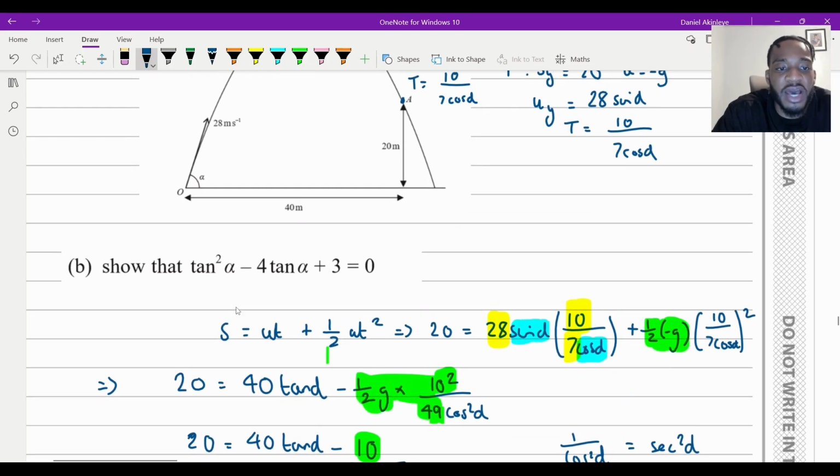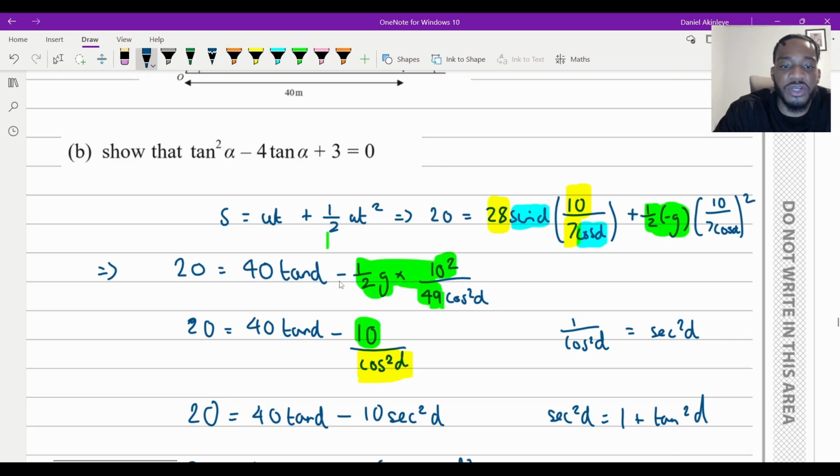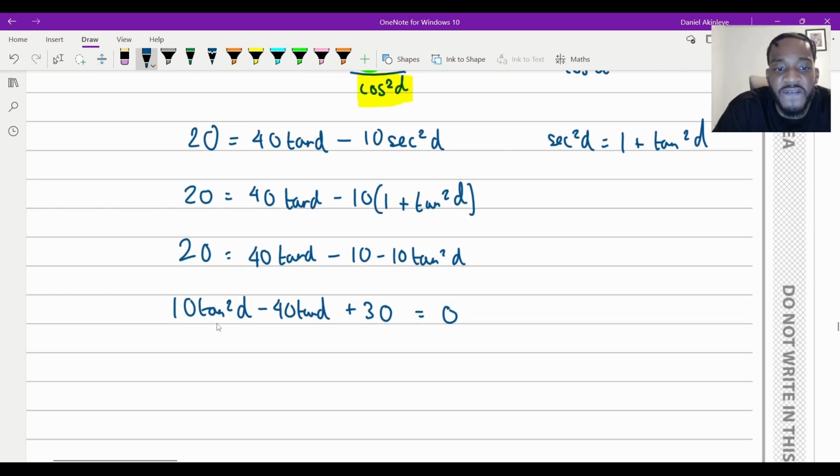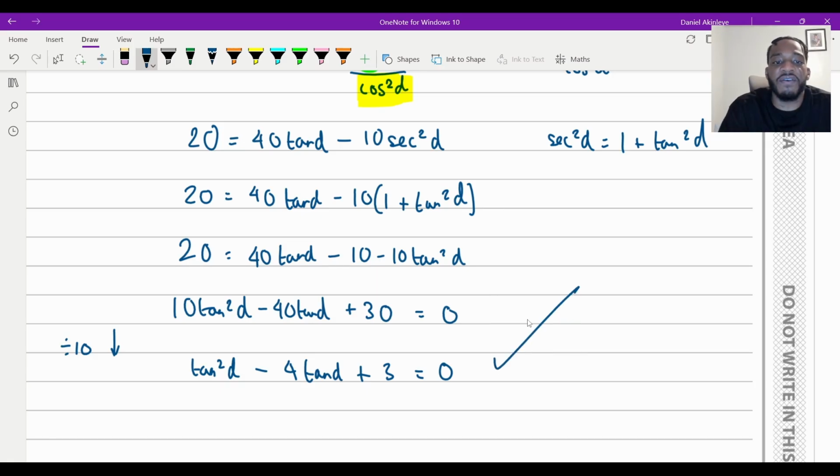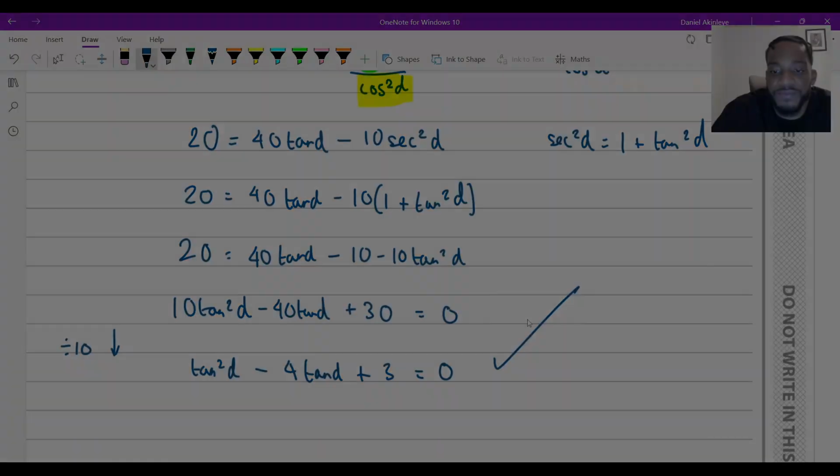Now remember, we need to show that tan squared alpha minus 4 tan alpha plus 3 is equal to 0. So all I need to do now is just divide everything by 10, don't I? So if I divide everything by 10, I'll just get tan squared alpha minus 4 tan alpha plus 3 is equal to 0 as required. And that will give you the 5 marks for part B. So now let's go into part C.